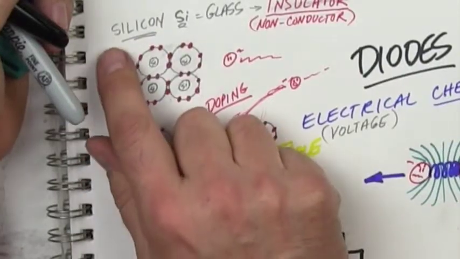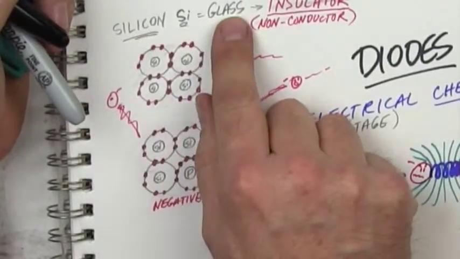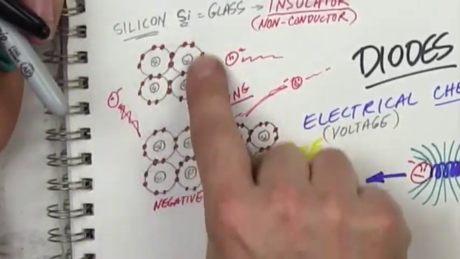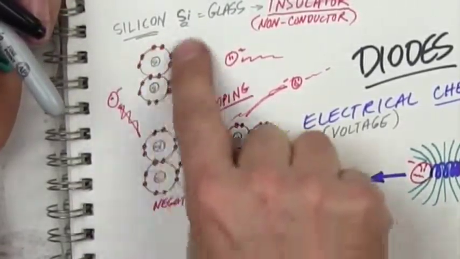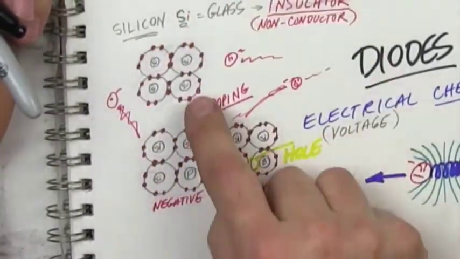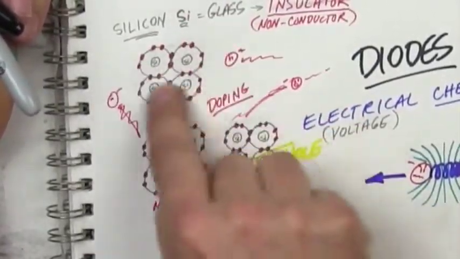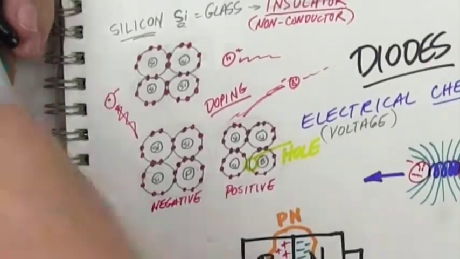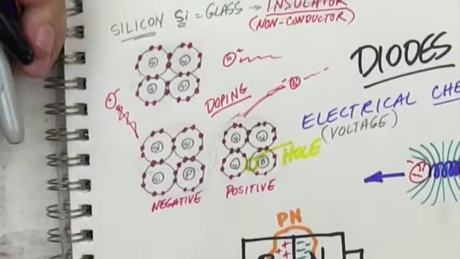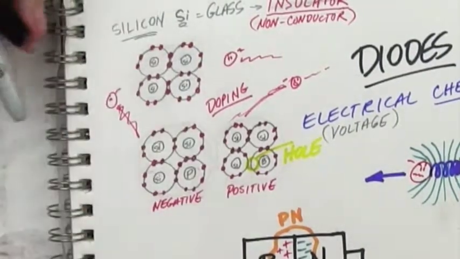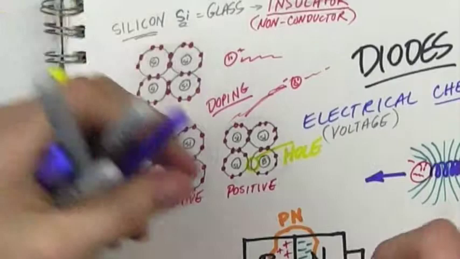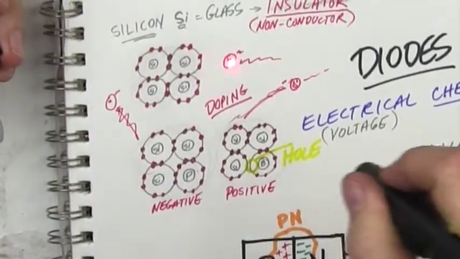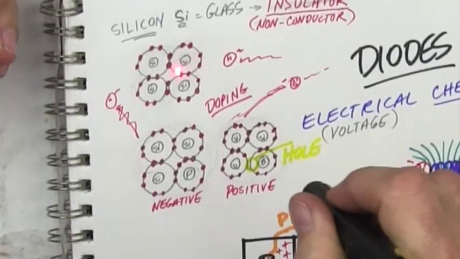Silicon, or silica, silicon is glass. Glass is an insulator because it's got really tight bonds in here. These electron covalent bonds are really super tight because they're zinging around, going everywhere, okay? So there's really no way for electrons to go through. They just cannot go through.